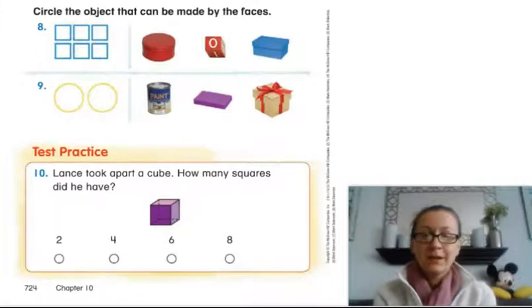Here is your last question, your test practice question. So your directions are you need to bubble in the correct answer, and I will read your 4 choices to you. So number 10 says, Lance took apart a cube. How many squares did he have? So your choices are 2, 4, 6, and 8. Remember, the squares are the faces, so think about how many faces a cube has.